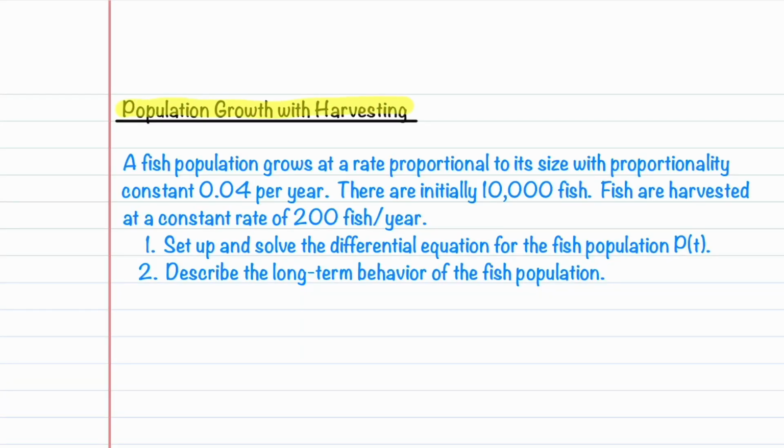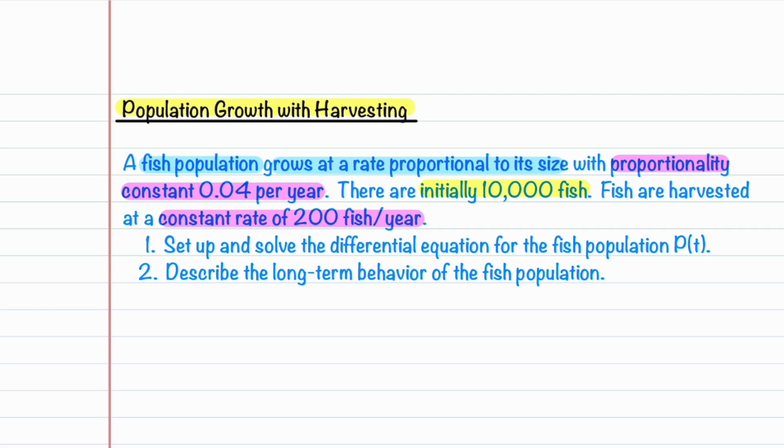A population growth with harvesting problem models how a species population changes over time when it's subjected to harvesting, such as fishing. Suppose a fish population grows at a rate proportional to its size with proportionality constant 0.04 per year. Initially, there's a population of 10,000 fish, and fish are harvested at a constant rate of 200 fish per year.